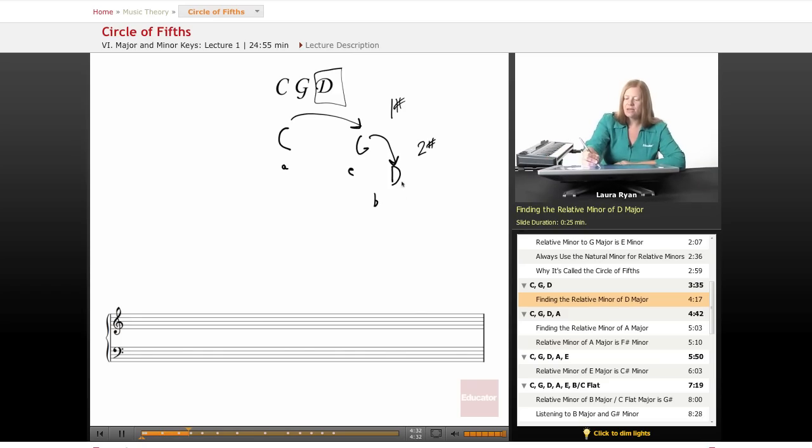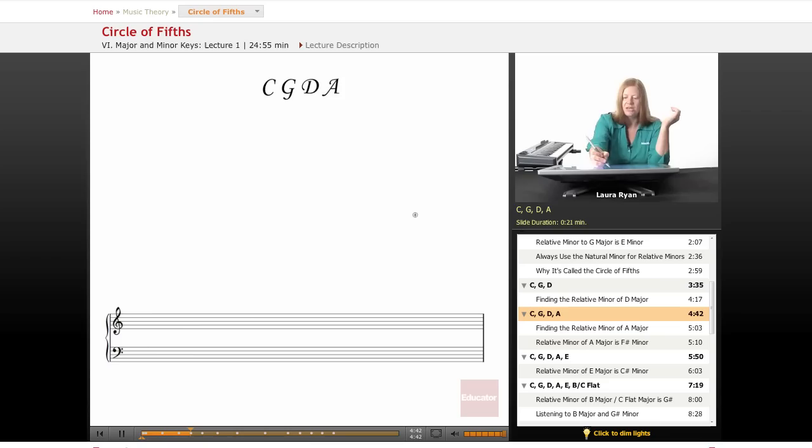So next, let's count on our fingers. The key of D, D, E, F, G, A. A is the fifth note of D. A will be our next key. Here it is. So beginning at the top, we have C, G, D, A. C has no sharps, G has one sharp, D has two sharps, A has three sharps. Minor is A, relative minor is E, relative minor is B.